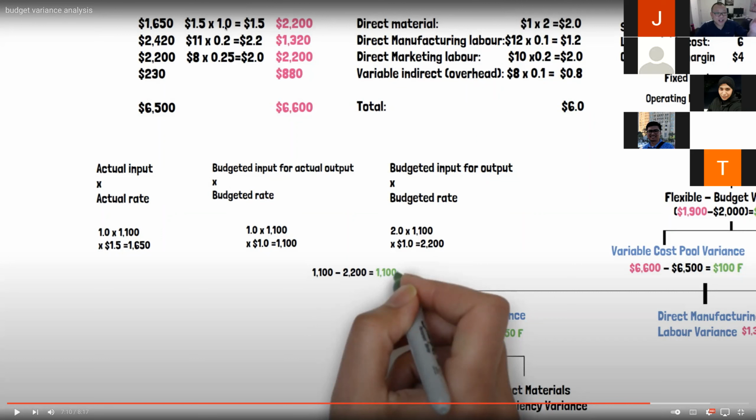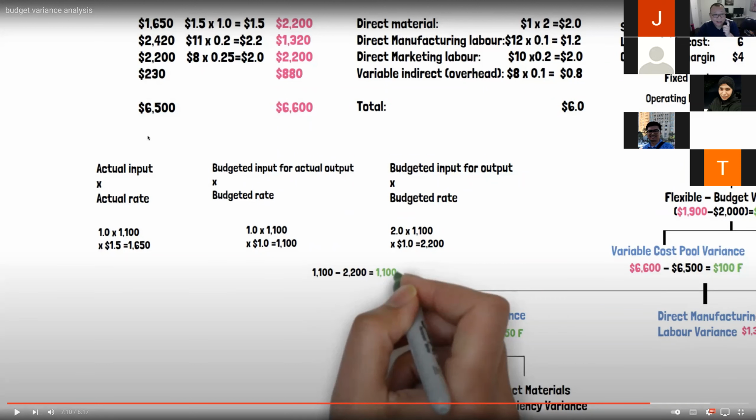But actually, what happened? I actually only need 1 pound of clay. Instead of 2 pounds, I only need 1 pound of clay, and each pound costs $1.5. You can see the actual numbers are different from the budget, right? And then the total per unit cost is $1.5.